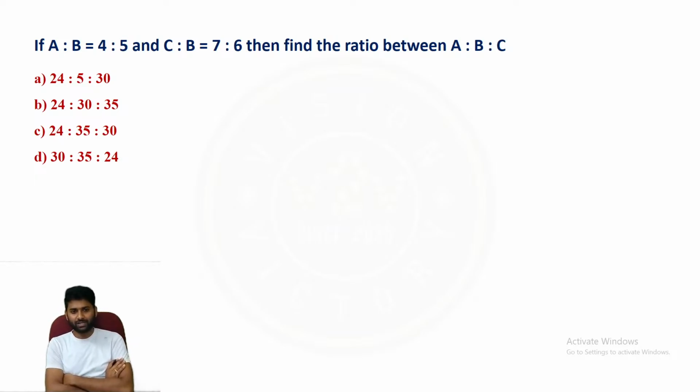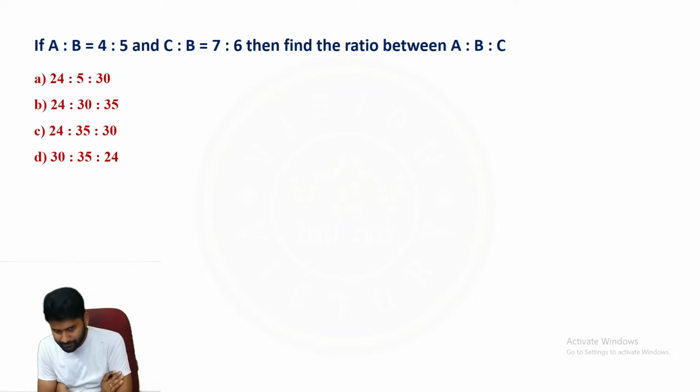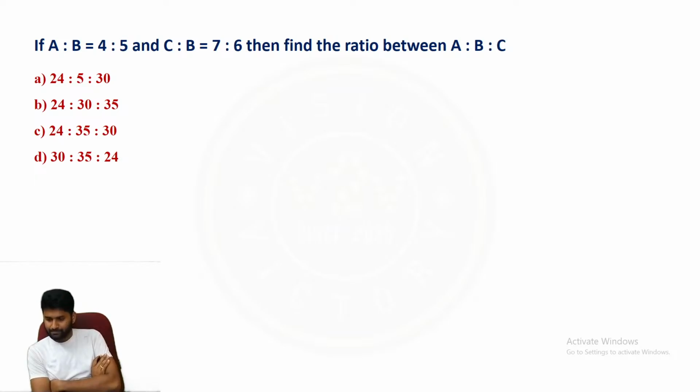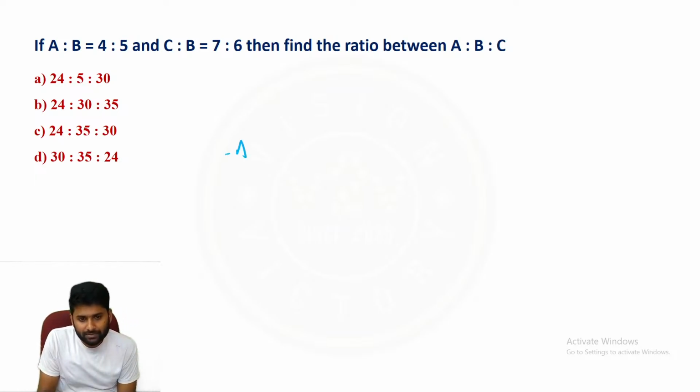A is to B is equal to 4 is to 5. C is to B is equal to 7 is to 6. Then what is the ratio of A is to B is to C? We need the ratio of ABC. If A is to B is 4 is to 5, we don't know the C value.